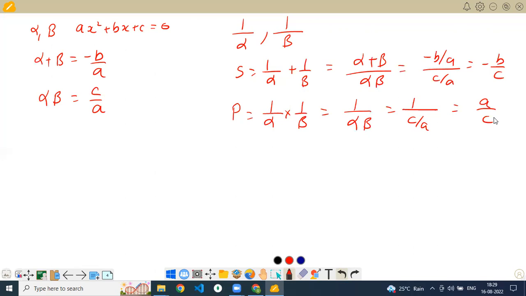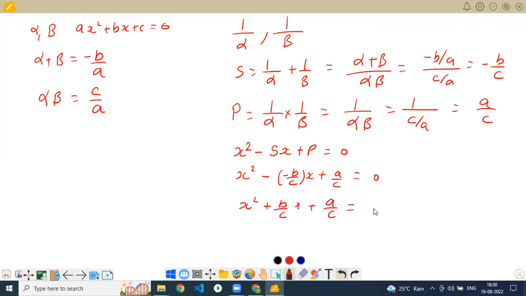Now I will write the equation: x square minus sx plus p is equal to 0. So this is x square minus b by c x plus a by c equal to 0. Simplified, x square plus b by c x plus a by c is equal to 0. This gives us cx square plus bx plus a.